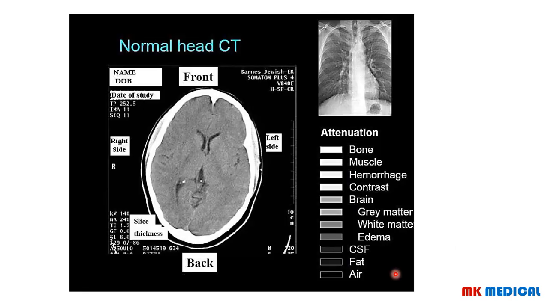So here's a normal CT scan of the head. Remember that when we talked about the chest x-rays, we had very few contrasts on the chest x-ray. But then in the CT scans, there's a wide range of variations. You can see bone, muscle, blood, contrast, the brain matter, gray matter, white matter, edema, CSF, fat, and air. So these are the different contrasts that you see on the CT scan. I just put this picture of an x-ray to remind you of the different contrasts on the x-ray.